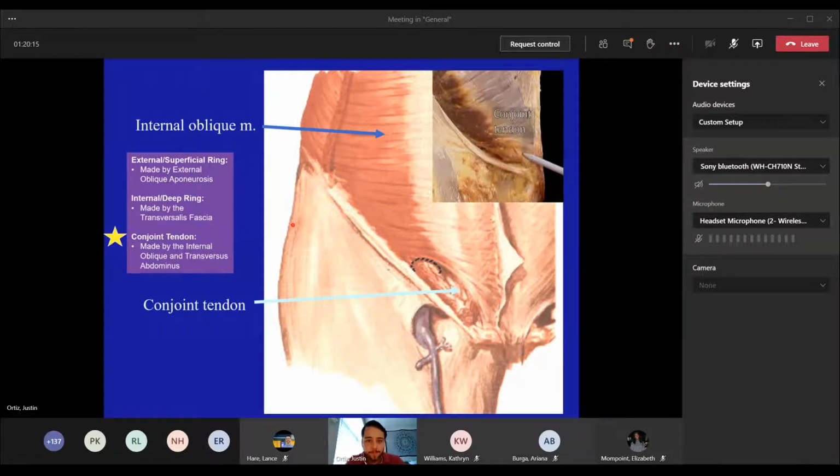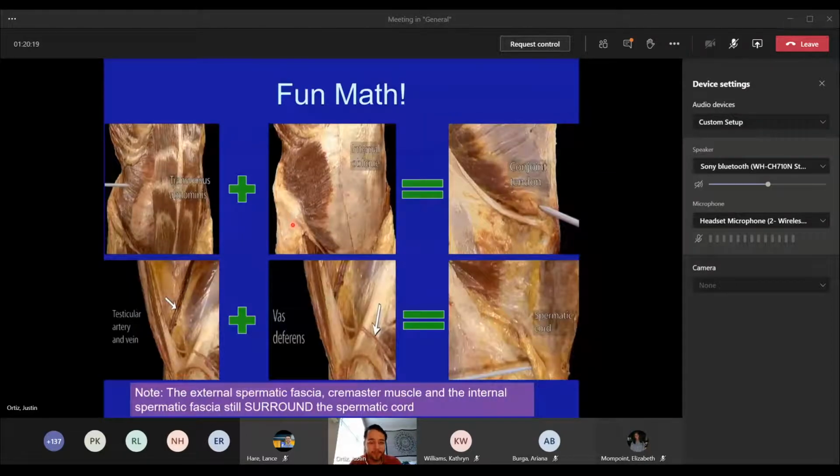Okay. All right, so we have some fun math here. Basically, transversus abdominis plus internal oblique is going to give you your conjoint tendon. And then you have your testicular artery and vein plus your vas deferens, which is going to give you your spermatic cord. So that's going to be your fun math. That's going to be the spermatic cord right here.